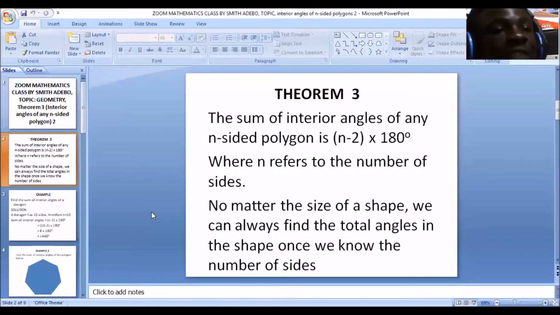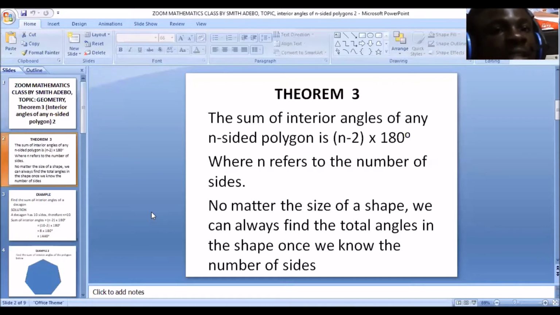We have equilateral, we have isosceles, we have scalene types of triangles. These types of triangles have distinct properties. What I'm trying to say is, when a plane shape is being presented to you, the first thing you do is count the number of sides to know what category it falls under. By knowing the number of sides, you can determine the sum of interior angles. Like I told you, we have different types of triangles, but no matter the type of triangle it is, it will always have 180 degrees as its sum of interior angles.